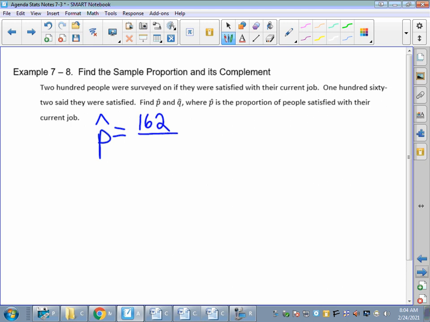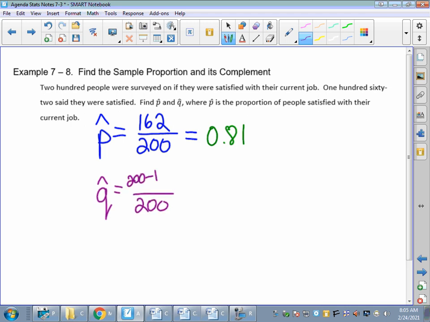Out of how many people did we sample? 200. So that's going to become something like 0.81. Divide it out, make sure I did it right. So q hat, we could be technical. If we're going to be technical, it's the rest of the people. So 200 minus 162, that's how many people were not satisfied with their job. That would be something like 38?